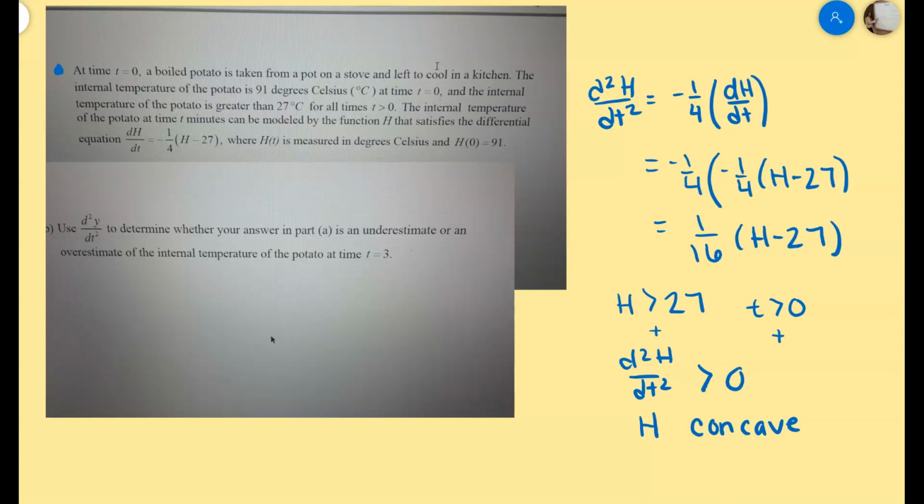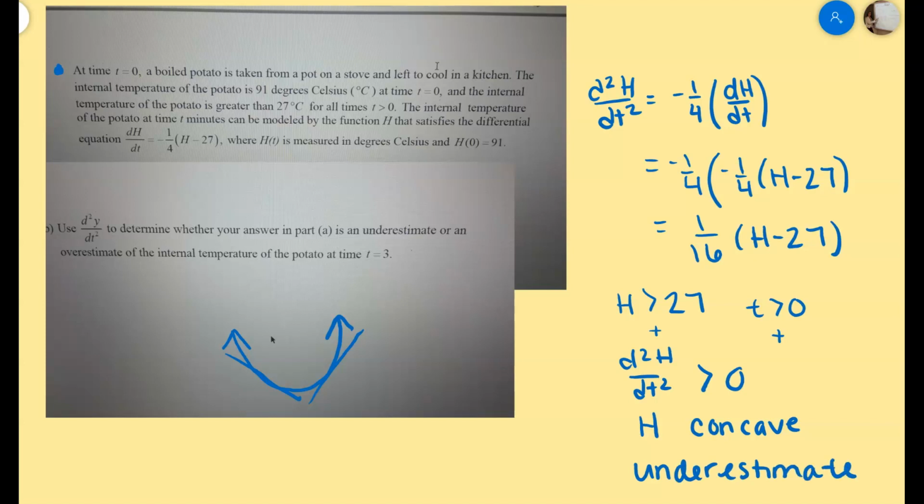So if the graph is concave up, it would look something like this. And then what we want to do is talk about the fact that it is positive. If it is concave up and positive, then our approximation, our tangent line, will always be below the graph. So that would mean that this is an underestimate.